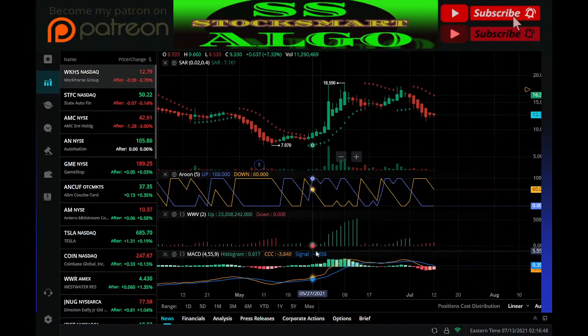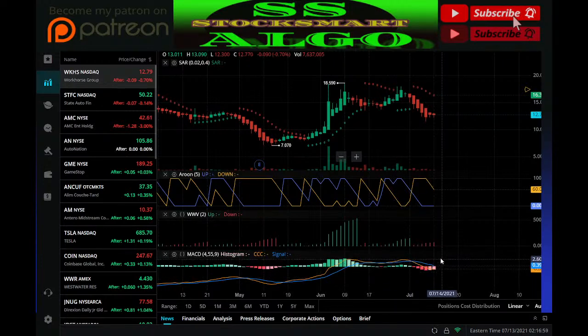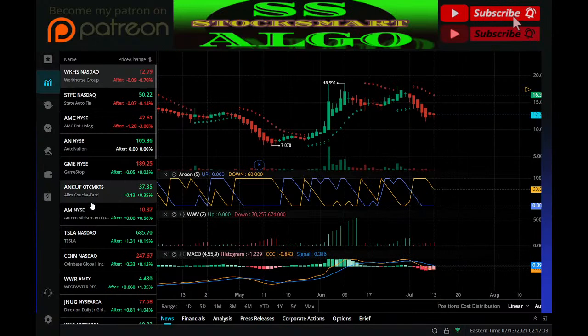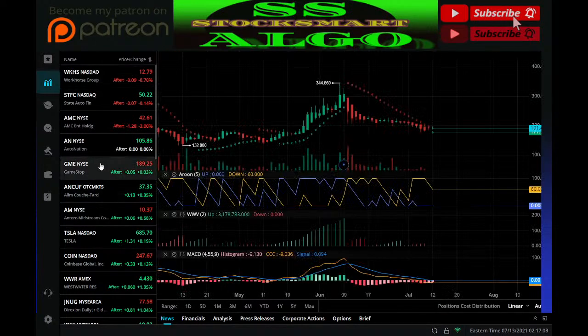Let's see if the volume starts to come in, but that's why I don't use the MACD histogram. I only use it to find particular times like now. GameStop looks similar too.